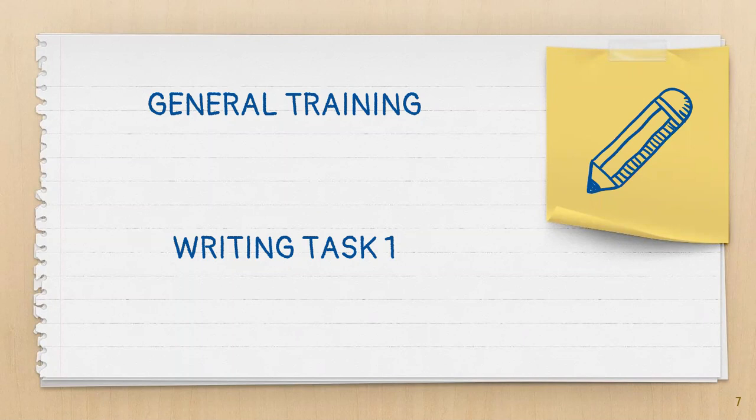We are looking at writing task 1 for general training candidates. As you're well aware by now, the writing component of the IELTS test has two tasks for candidates, writing task 1 and writing task 2. While writing task 2 is the same whether you're doing general training or academic, there's a difference between what academic candidates do and what the general training candidates do as regards writing task 1. And so we are looking at the writing task 1 for general training.